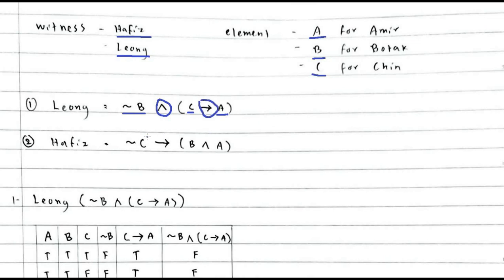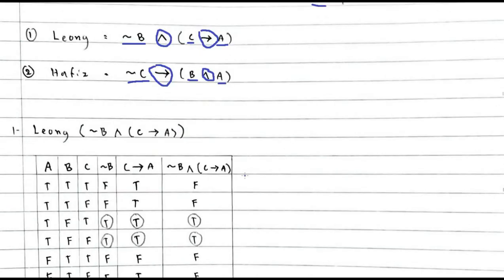So next for Hafiz witness. Hafiz testified that if Chin did not pull the gun, so not C, then Botak did enter the bank and Amir collected the money. So we have an if-then statement here, so we use implication. Okay, so we proceed with the truth table for Leong, which is this equation that we derived above.